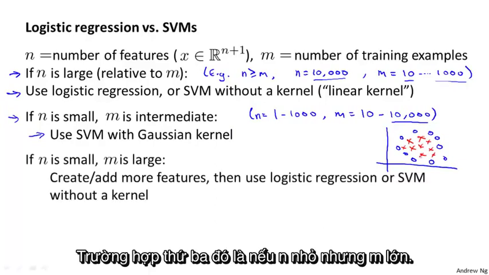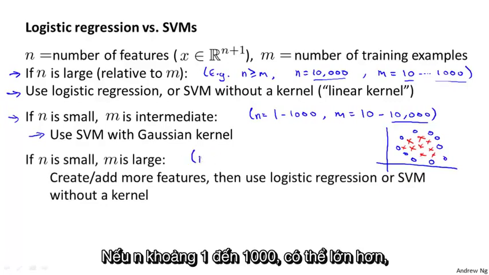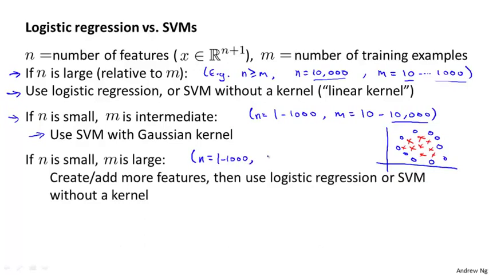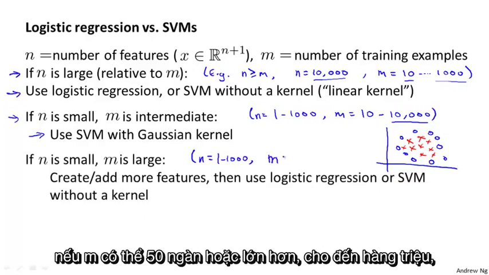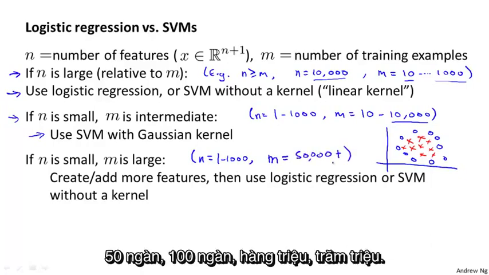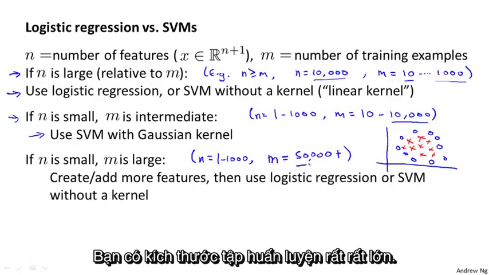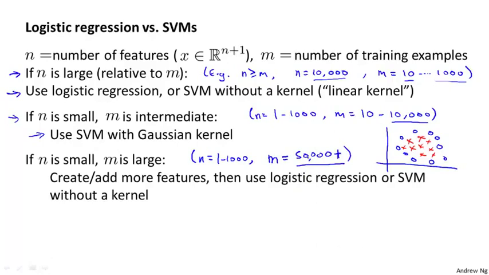One third setting that's of interest is if n is small but m is large. So if n is, again, maybe 1 to 1,000, could be larger, but if m was maybe 50,000 and greater to millions, right? So 50,000, 100,000, a million, 2 million, you can have very, very large training set sizes, right?